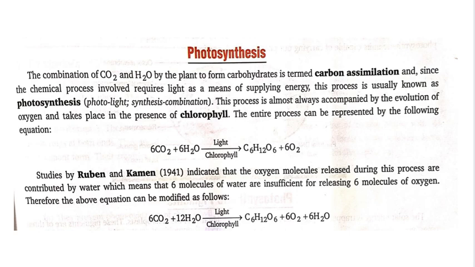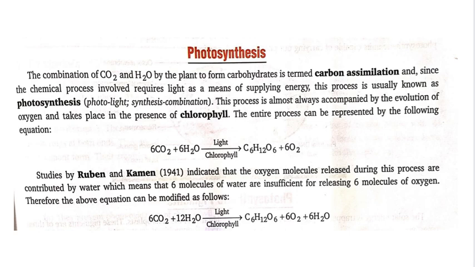The entire process can be represented by the following equation. CO2 plus H2O in the presence of light and chlorophyll form glucose and evolve oxygen. So, photosynthesis is the only biological process on earth that releases oxygen.